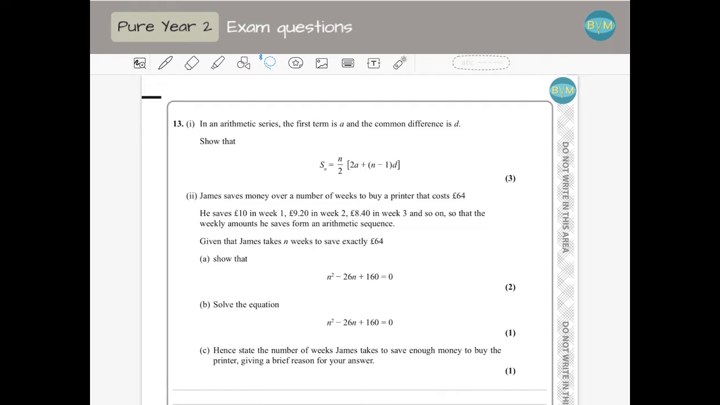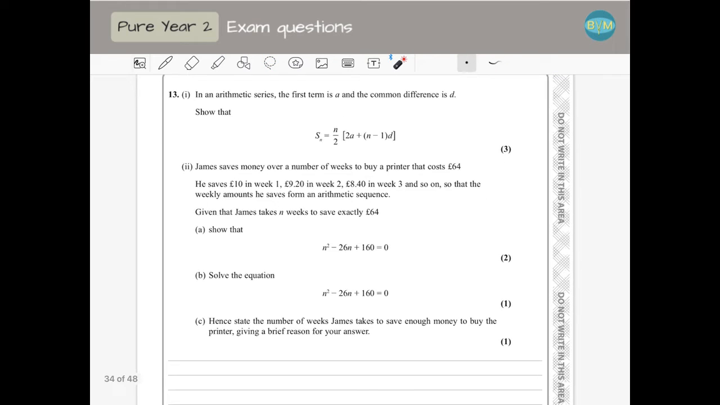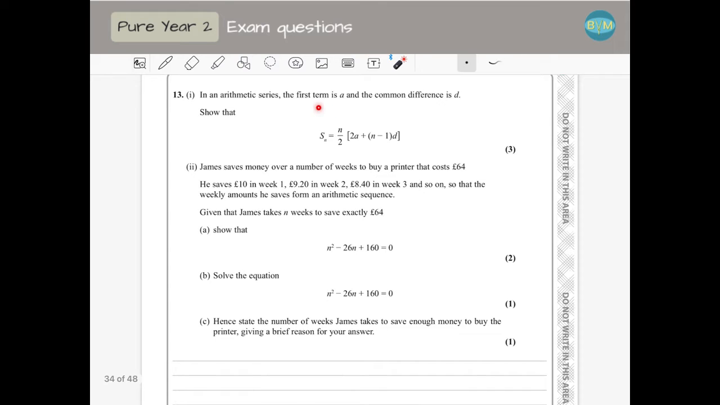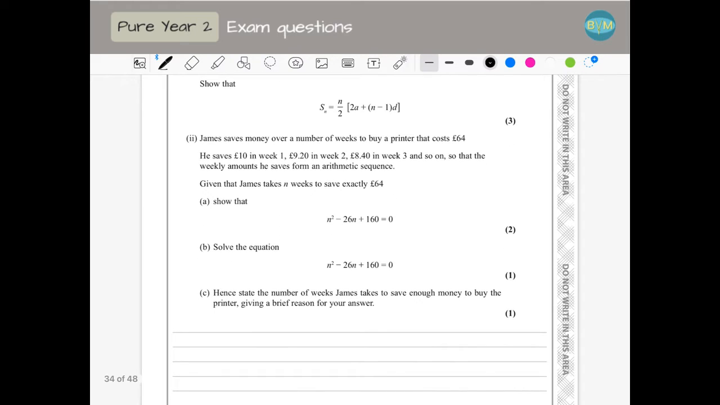Hello, this is question 13 on your June 2022 paper 1 from Edexcel, and you have an arithmetic series question. The first term is A, the common difference is D, and we have to prove the sum formula. This is something that you have to learn, because otherwise in the exam it's difficult to guess how to do it. So it's this one and the geometric series.